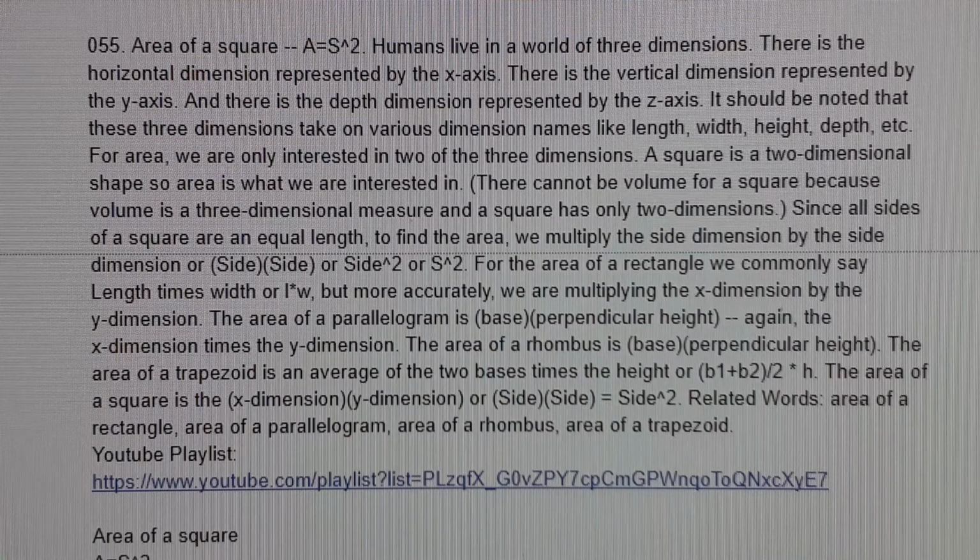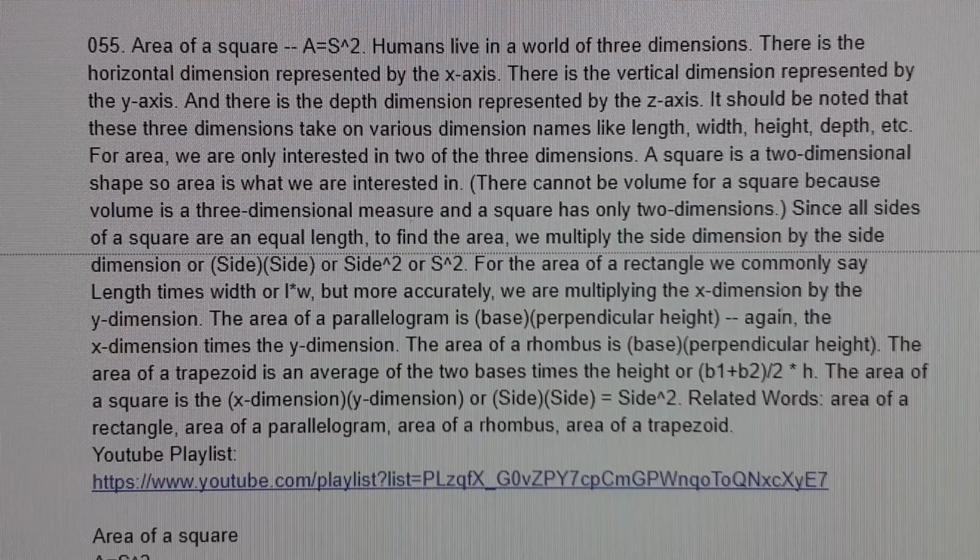For area, we are only interested in 2 of the 3 dimensions. A square is a 2-dimensional shape, so area is what we are interested in. (There cannot be volume for a square, because volume is a 3-dimensional measure, and a square has only 2 dimensions.) Since all sides of a square are an equal length, to find the area, we multiply the side dimension by the side dimension, or side times side, or side raised to the power 2, or s squared.